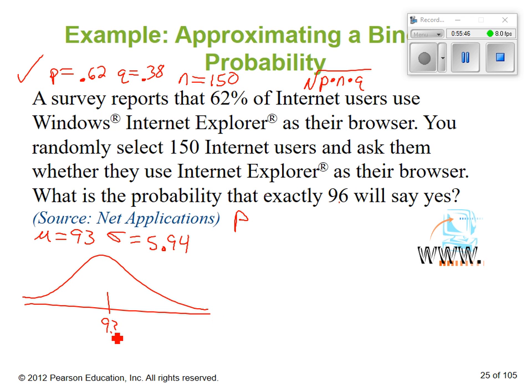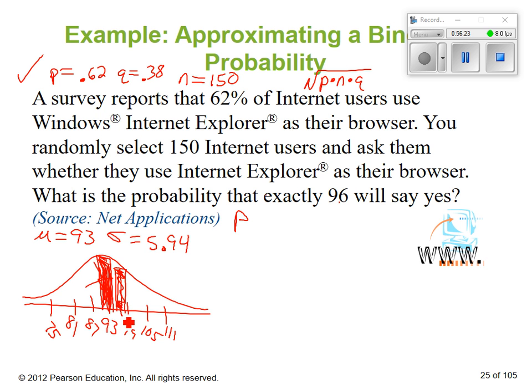If we were to draw our little graph for this, 93 goes right in the middle. We're going up about 6 each time, or down 6. That'd be 99, 105, 111. Down 6 would be 87, 81, 75, something like that. We want exactly 93. We went 96, my fault, so ignore that. 96 would be somewhere in here, right? So we want that bar.